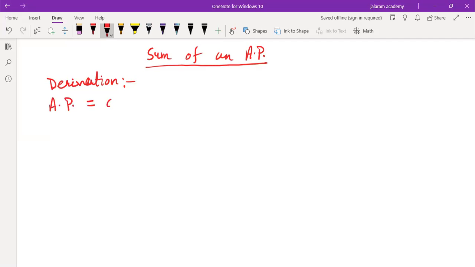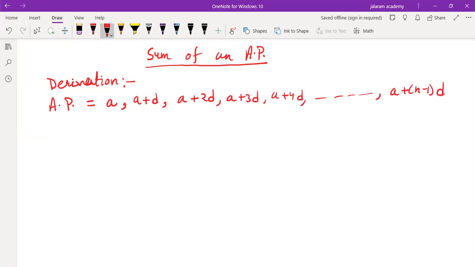We consider an AP with A, which is the first term, and then a difference D is added, which is called the common difference. This constant which is added again and again to form an AP is called the common difference. We also know that the nth term of an AP is obtained by the formula A plus n minus 1 into D. If this AP has n terms and the sum of these n terms is denoted by Sn, Sn means sum of n terms.